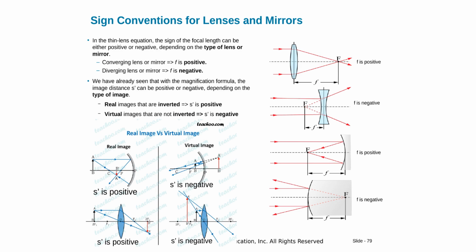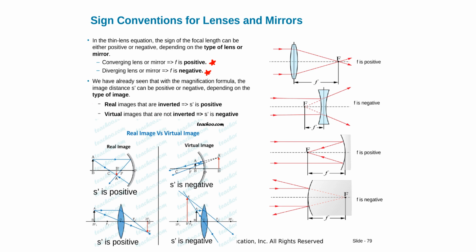There is an important thing to notice though. Some focal points are positive, some are negative, and there's a very simple definition for that. If I have a convergent lens or mirror, my focal point value will be taken as positive. If I have a divergent lens or mirror, my focal point will be taken as negative.